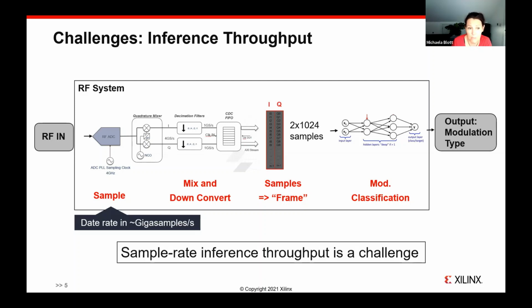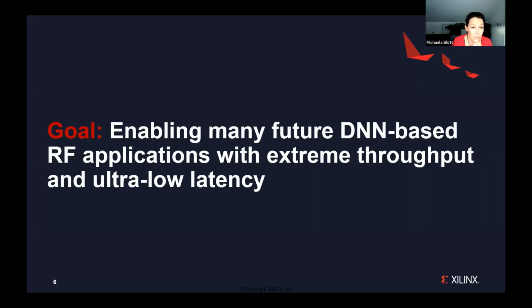So if you want to keep this pipeline running at sample rate without dropping anything, we have a very high inference rate requirement. And by the way, there's a similar story around latency if the classification output is part of some form of control loop, although we're not discussing it here in further detail. So in summary, the goal behind this challenge is to break speed records, to put it simply. So to enable many future DNN-based RF applications with extreme throughput and ultra-low latency.